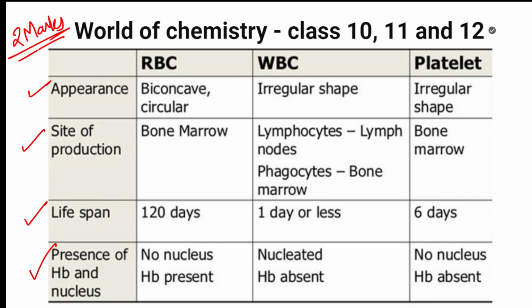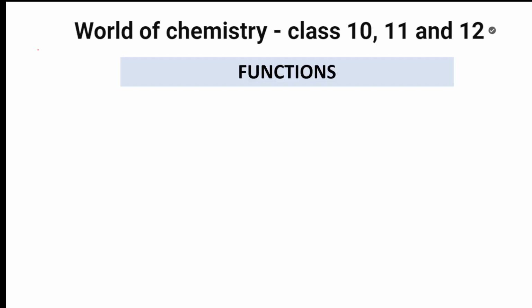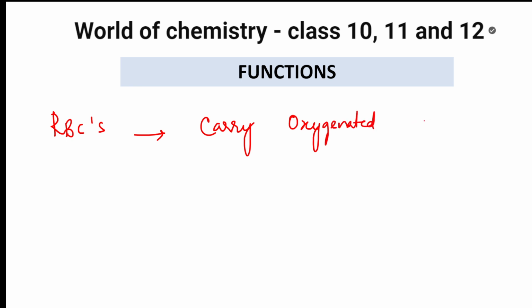Okay, 2 marks question. Now, if they ask you functions, you tell me: what is the function of RBC? RBC will carry oxygen. That's why it is red, na? Carry oxygenated blood, or rather RBC carries oxygen. If I write oxygenated blood, again you'll get confused, it is blood. So I'll write RBC carries oxygen. This is better. It carries oxygen. First thing. From where to where?